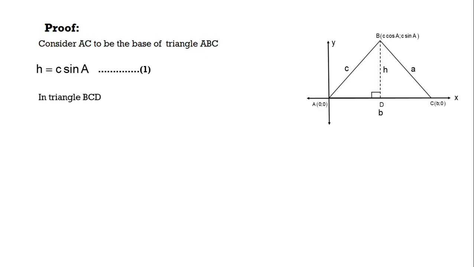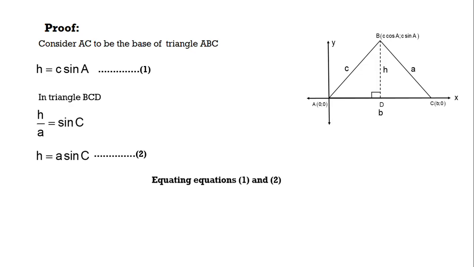And then you focus on triangle BCD, which is a right angle triangle. And you can write sin C equals h over a. If you multiply by a on both sides, you'll have h equals a sin C. And then you label that equation 2. Now you equate equation 1 with equation 2 because they are both in terms of h. So you'll get c sin A equals a sin C.